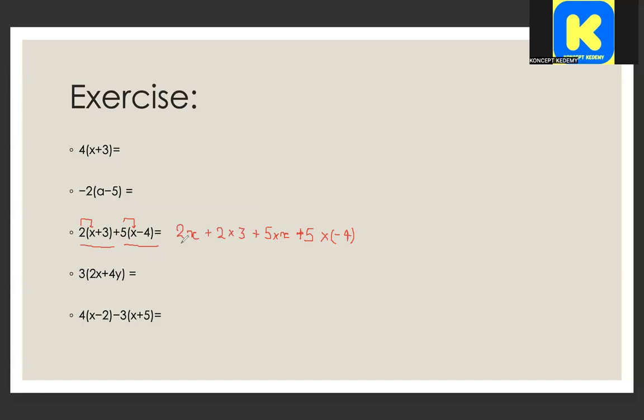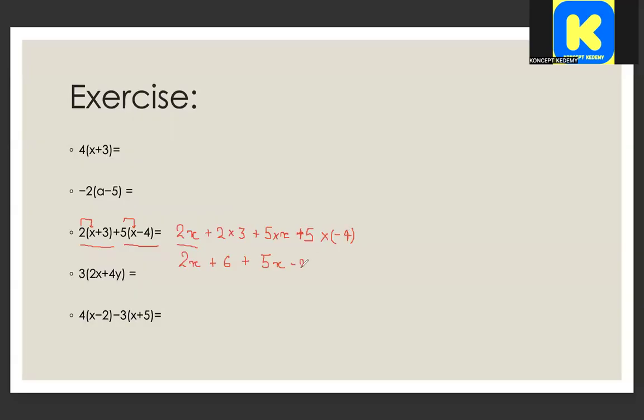So let's solve it. This became 2x. 2x will remain 2x, plus 3 2s are 6, plus 5 into x will be 5x, and plus 5 into minus 4. We know that positive and negative makes a negative. So 5 4s are 20.